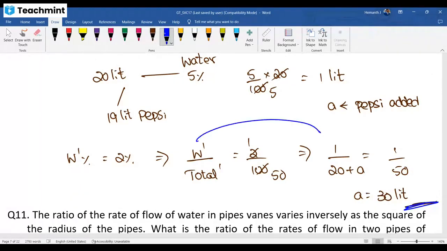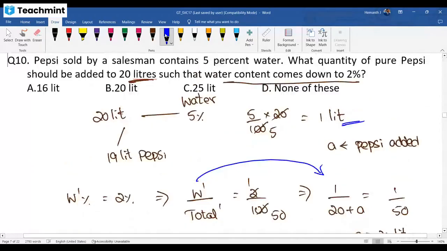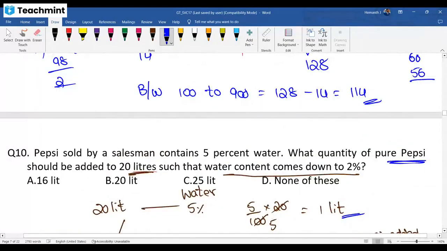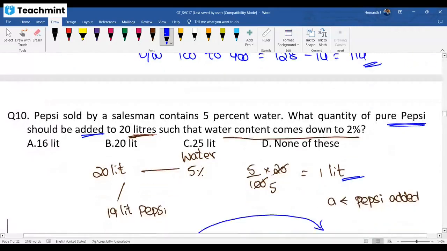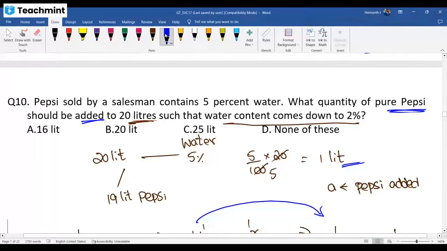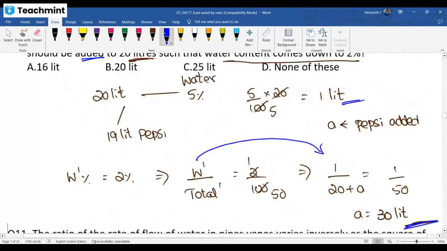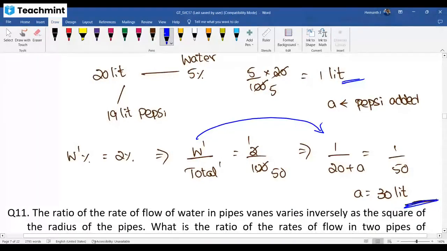Why 1 liter only? Water is previously 1 liter. In the question, they are asking how much pure Pepsi to be added so that it comes down to 2%. Previously, water is 5%. They're asking for the 20 liters, how much quantity you need to add. So 5% is nothing but 1 liter of water initially. Now also water is 1 liter. Total is 20 previously, now total should be increased by A, because when Pepsi is added, total also will be added, right? So the answer is 30 liters, none of these.